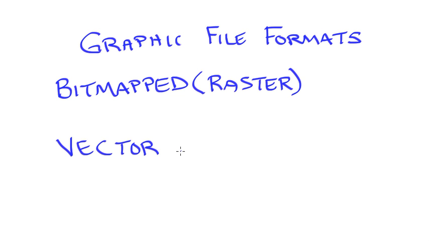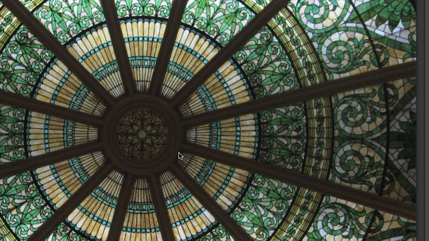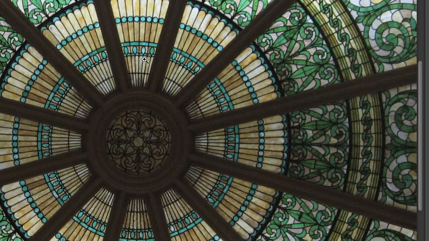For example, let me just briefly switch here to a different application. Here I have a photograph, and if I were to magnify it to a very high level, you'll see these little boxes. These represent each one of the pixels in this image. That bitmapped file format has to be able to store the color information for each one of these pixels.